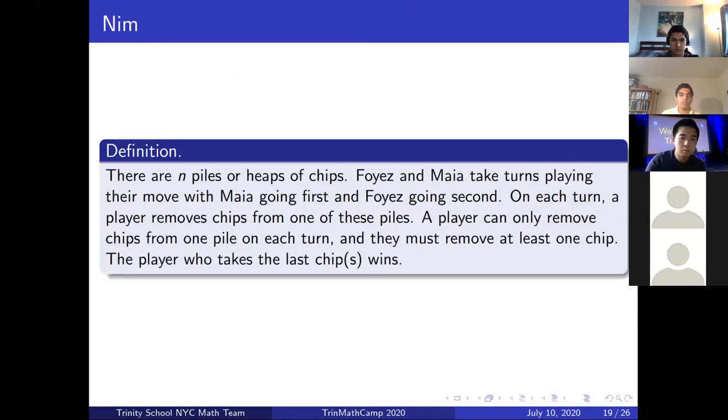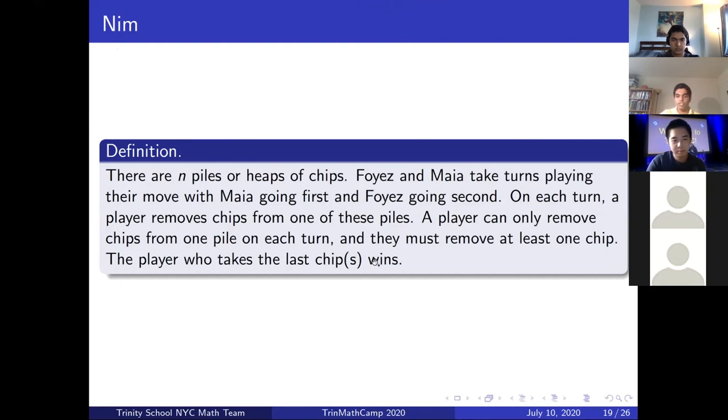A player can only remove chips from one pile on each turn, and they must remove at least one chip. Sometimes there will be a limit to the number of chips you can take from a pile, and sometimes there will not. Those are different scenarios we'll take a look at today. The player who takes the last chip will win. That's very important, so I hope you understand it. I'll make sure there are no questions on, at least, the definition of the game.